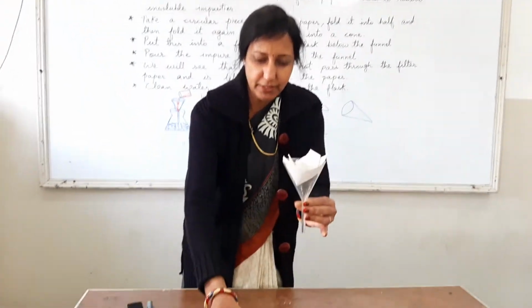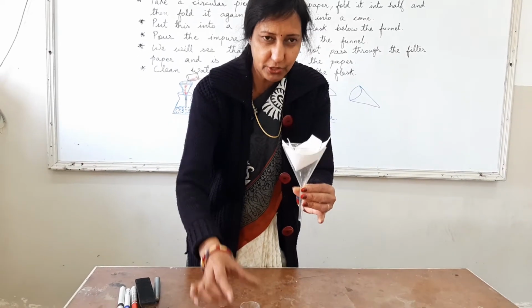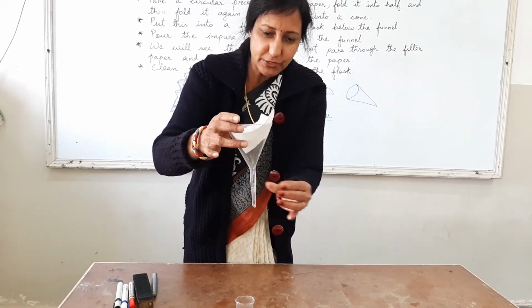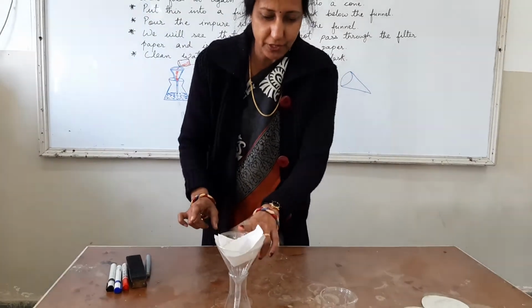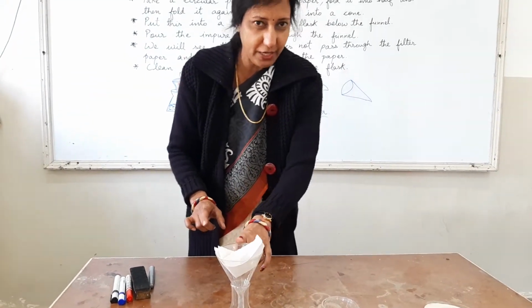And children, here is a beaker which is kept on the table. So here I am putting this funnel over the beaker. So you can see now the funnel with the filter paper which I have kept here.